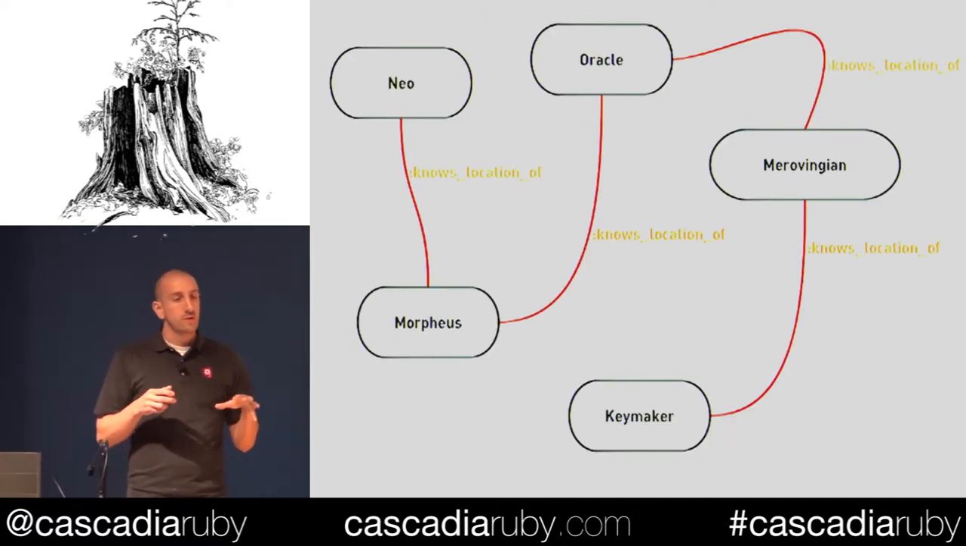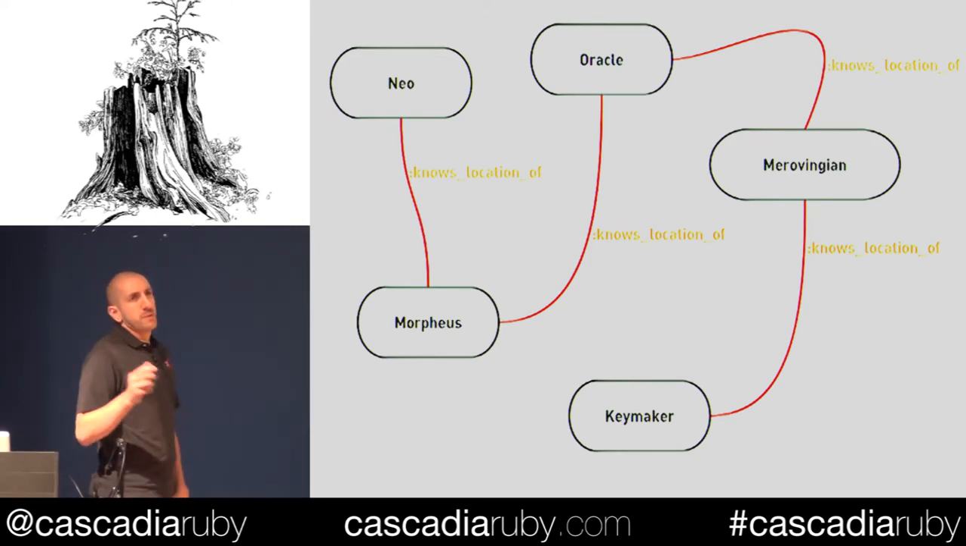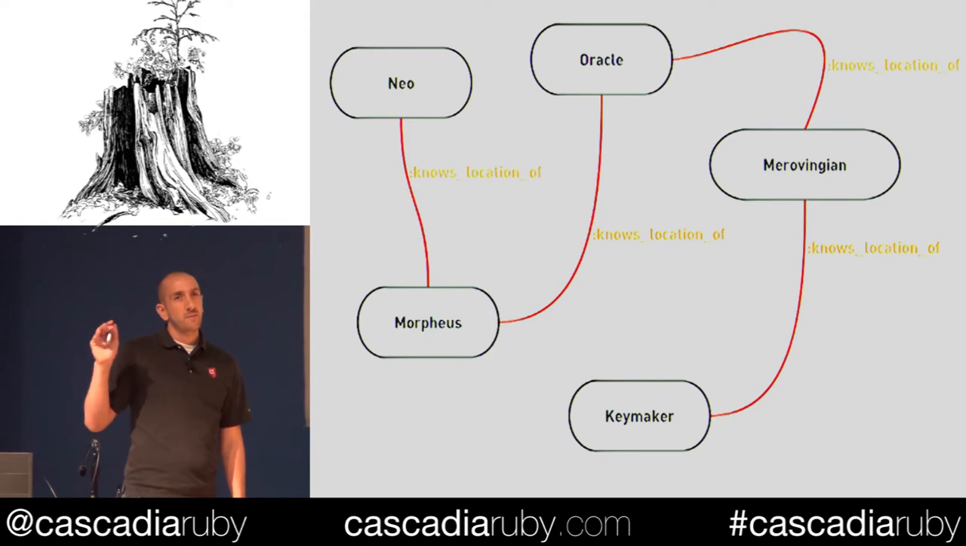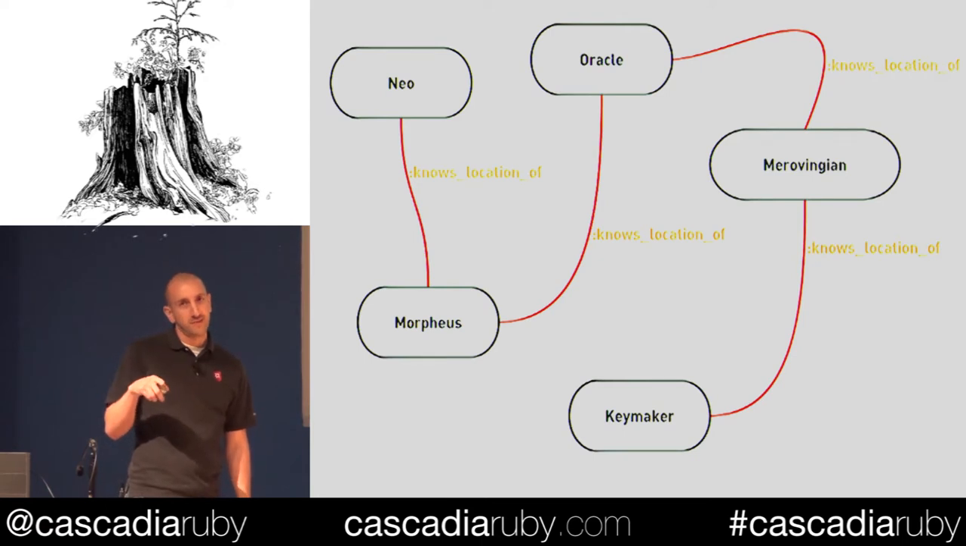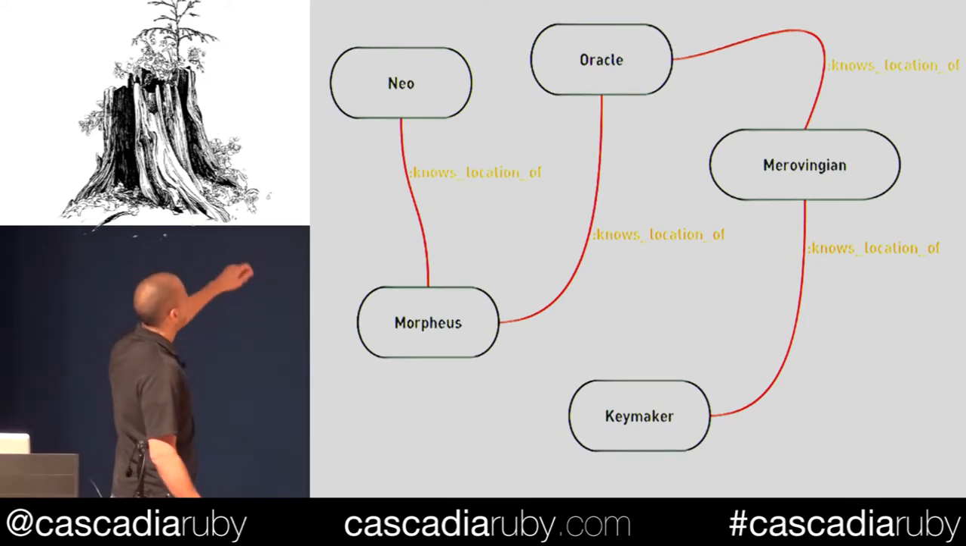Let's start with a real example, with a real graph. Everybody's familiar with the Matrix movies, right? Yeah. Believe it or not, there's somebody at HashRocket, I'm not going to name names, that has never seen the movies. Which I was like, what? Really? Anyway.